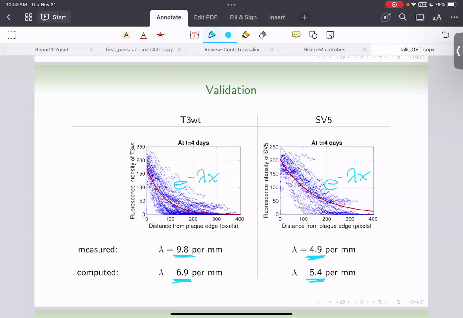And this fits amazingly well. I mean, this is biology and not physics, so we are not looking at two decimals after the point. So 4.9 and 5.4 is the same value in terms of biology. And 9.8 and 6.9 is still very, very close. So we were very happy with this result.